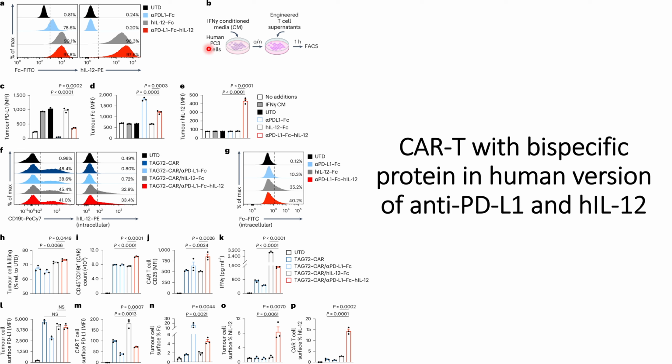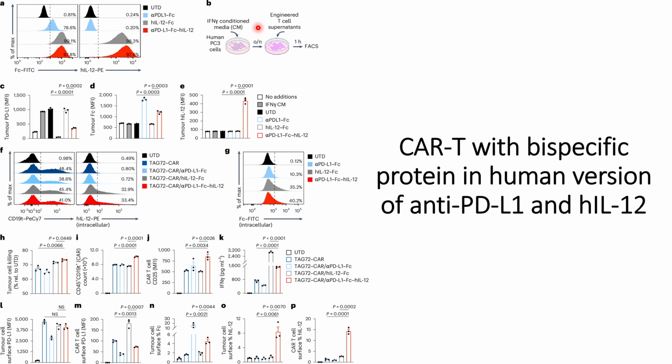Where they took the humanized cancer cells that have this TAC72, and in order to make these tumor cells express PD-1, they used the IFN gamma conditioned media overnight to grow these human PC3 cells so that the tumor cells will express PD-1, and thereafter they add the supernatant from the engineered T cells.